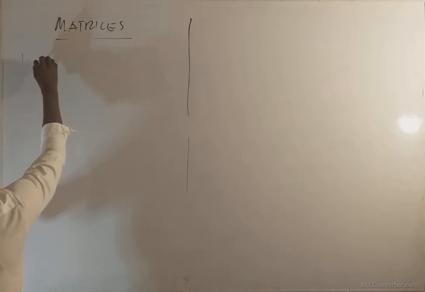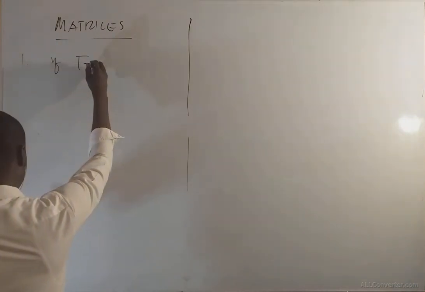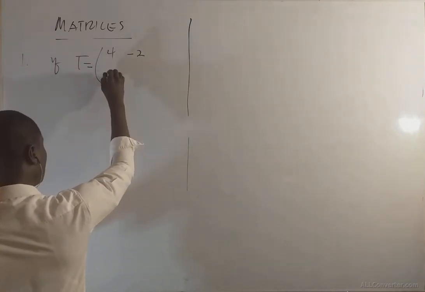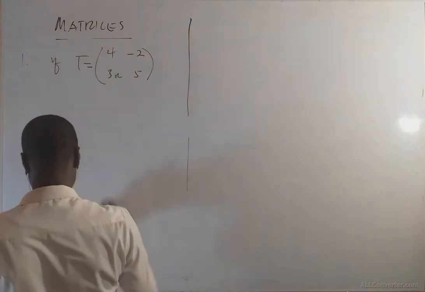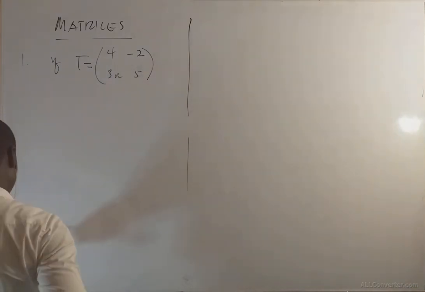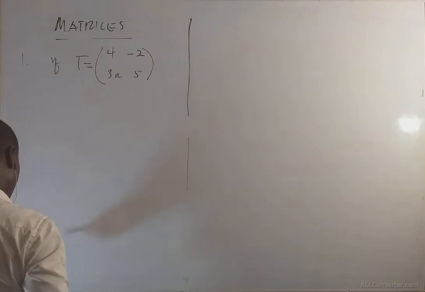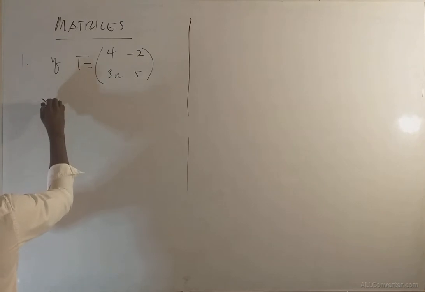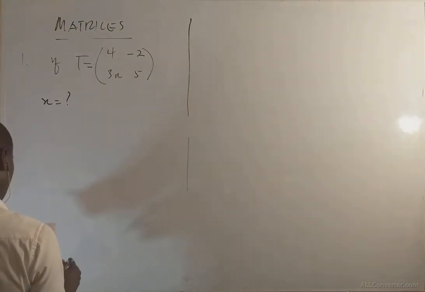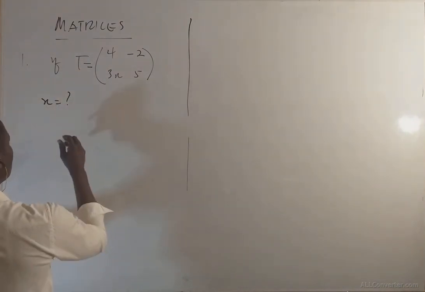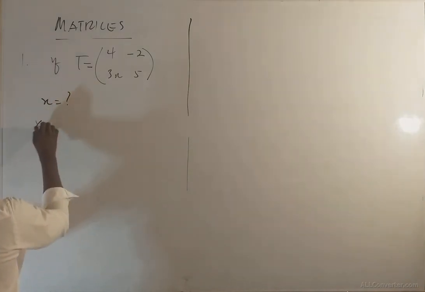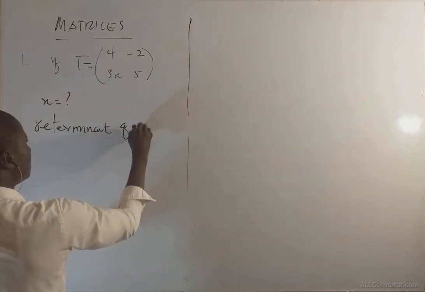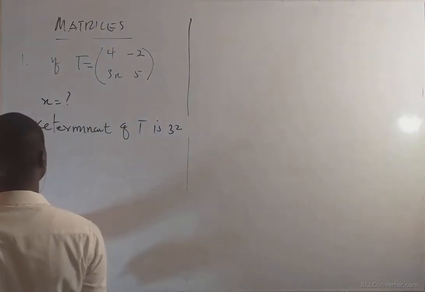Now, question one. The question says that if T equals the matrix 4, minus 2, 3x and 5. Find the value of x, if the determinant of T is 32. Okay, so that's the first question.